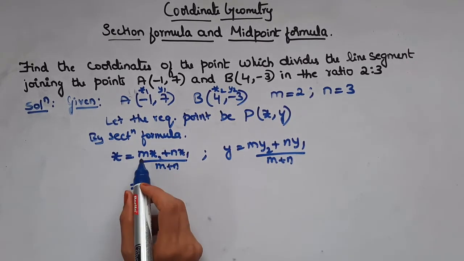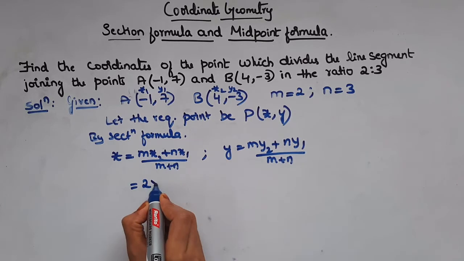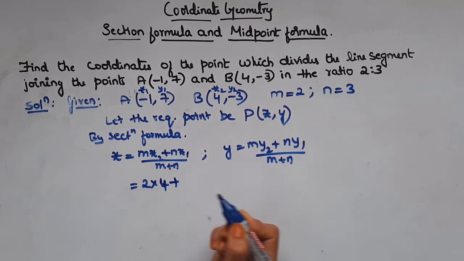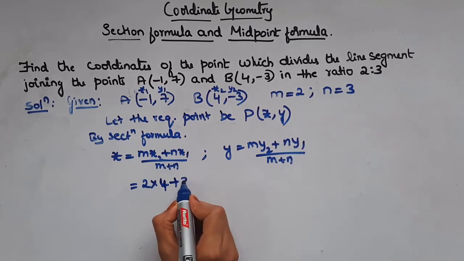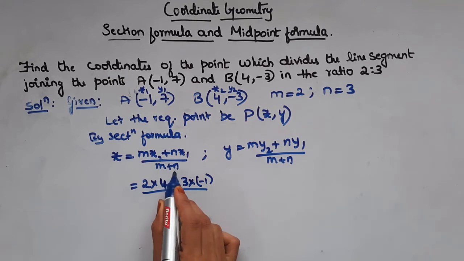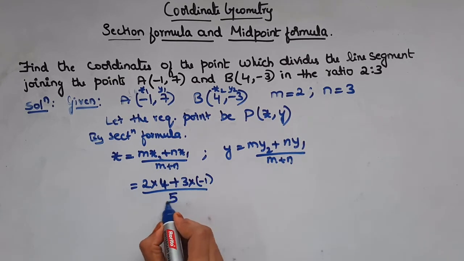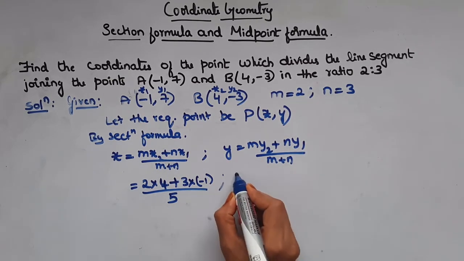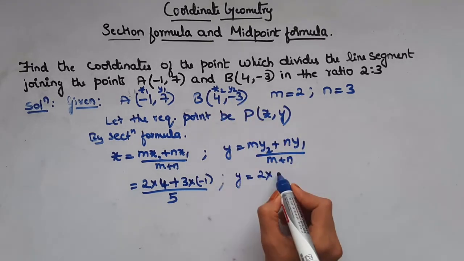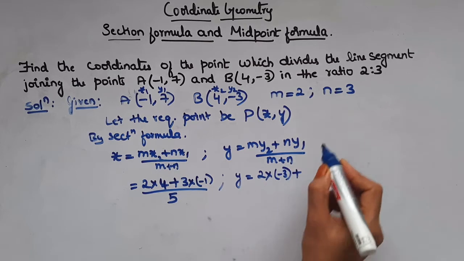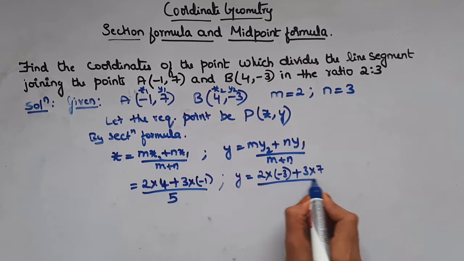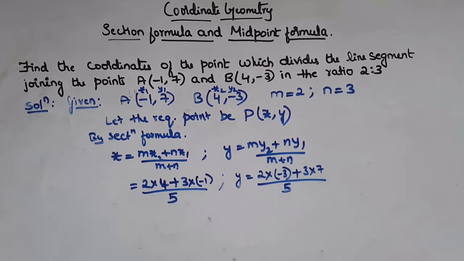So now let's substitute the values. m is 2 into x2, here it is 4, plus n, here it is 3, into x1, which is minus 1, by m plus n. So 3 plus 2 is 5, right? Similarly, your y is m, which is 2, into y2, here it is minus 3, plus n, which is 3, into y1, here it is 7, by m plus n, which is 5, right?